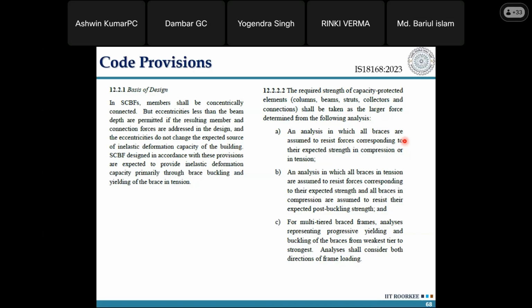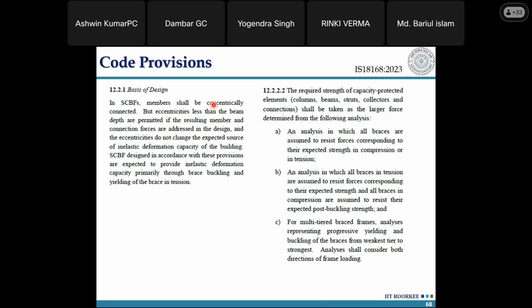So last time we saw if I design the panel zone with 1.3 factor, the panel zone yielding is getting reduced and yielding in the beam is getting enhanced. So some way it works out. So some additional codal provisions with respect to SCBF.